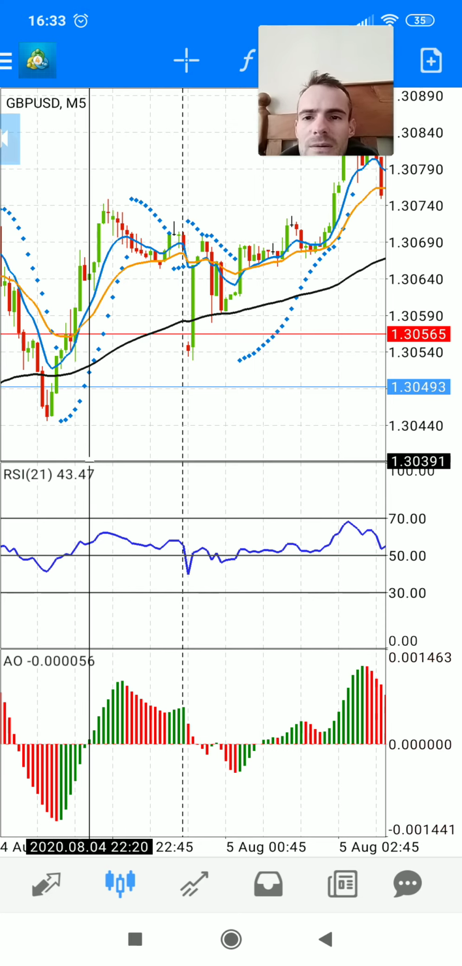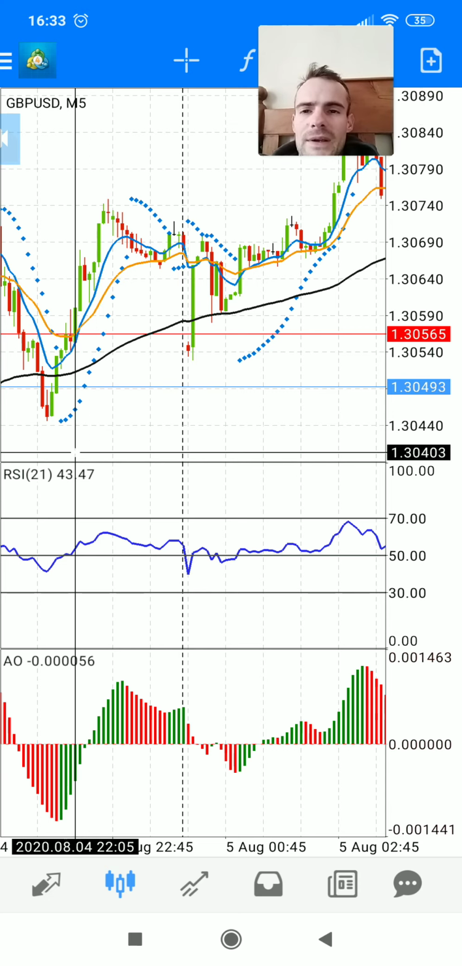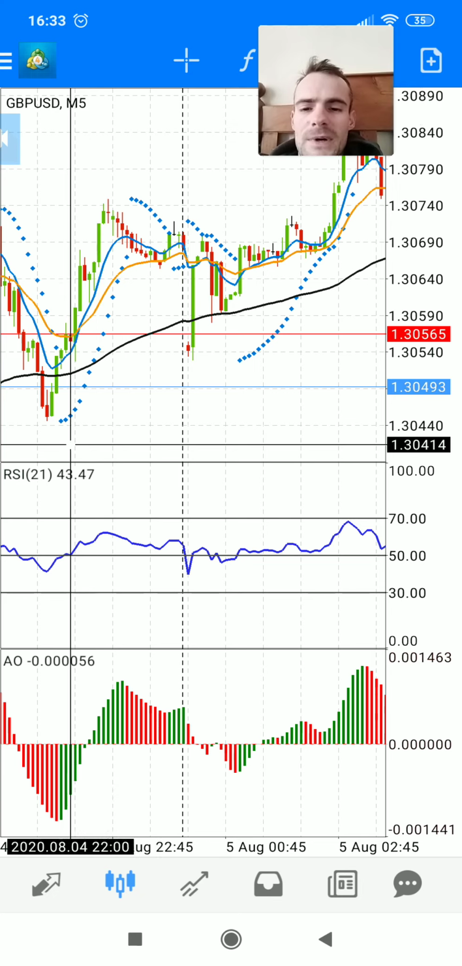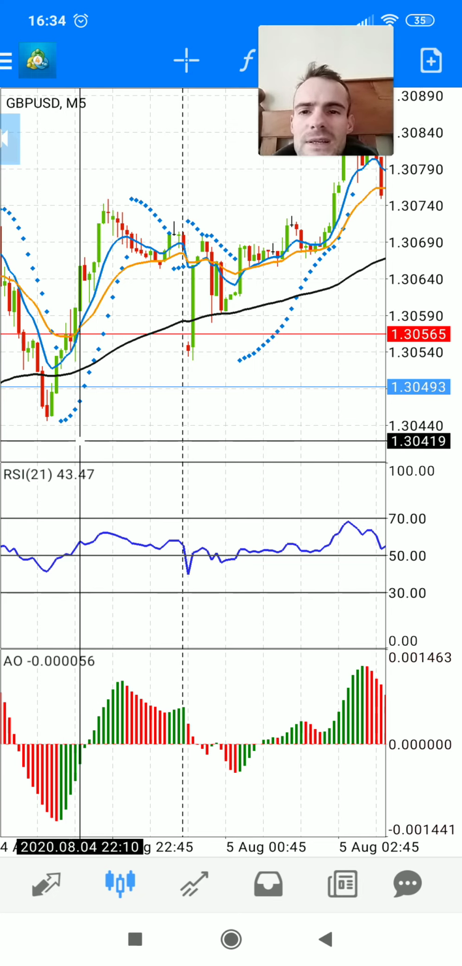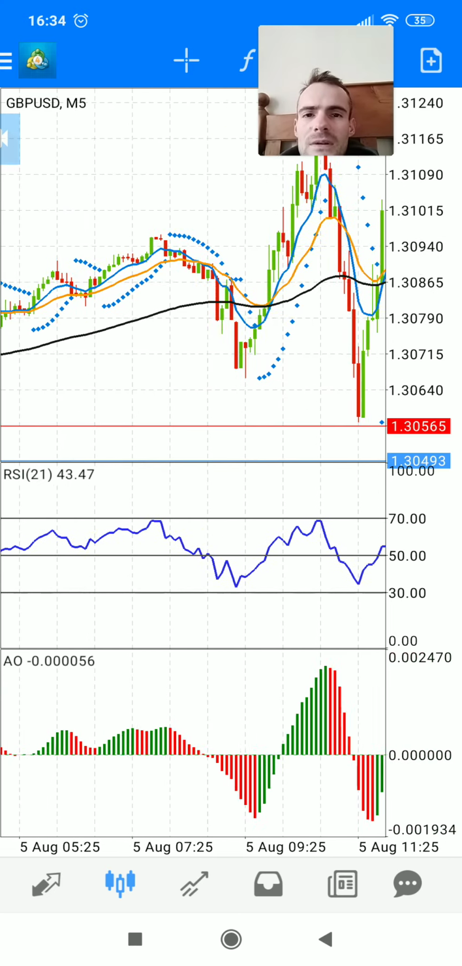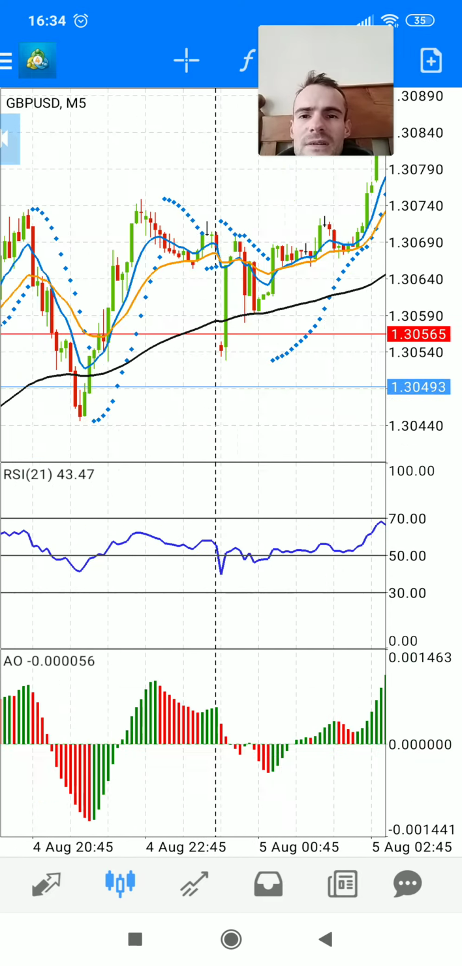So we can see price broke above the black 90 period EMA. We can see we got a crossover of the 8 and the 20. We can see that price broke above the 50 level on the RSI. And we can see price is just about to come up above the 0 level on the awesome oscillator. So if you look at this, your stop would only be about 15 to 20 pips. And then look what the market did. It shot up, about 200 or 300 pips.